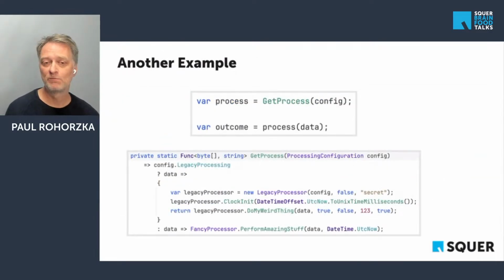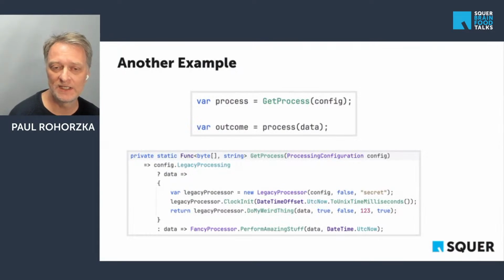Another example, maybe more from the real world, could be a situation where we have a system that is able to process some input data, some byte array data, for example, and it has two implementations of this process. One is the legacy process that might be super cumbersome to set up, and a lot of weirdness has to be done to get it up and running. And then there is another fancy process. And depending on the config, for example, we could decide what process should actually be taken.